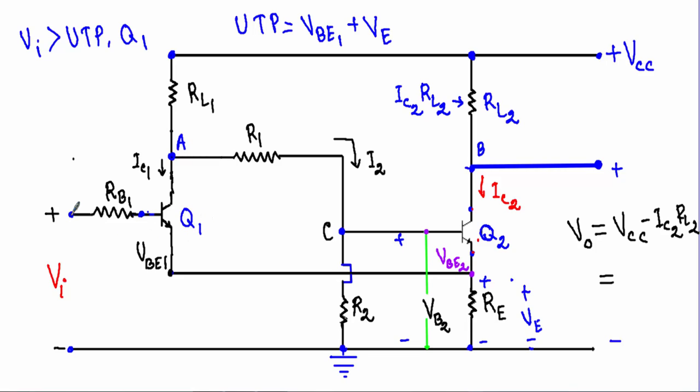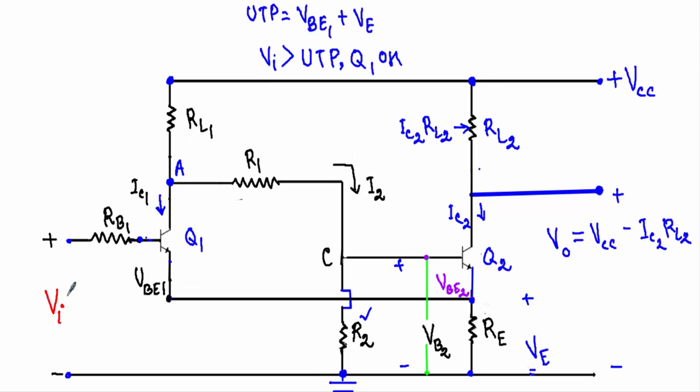Now let's say I am applying a sinusoidally varying voltage between the base terminal of the transistor Q1 and the ground terminal. As we are applying a sinusoidally varying quantity, that means from 0, after certain time it will come to positive maximum, after that it will return to 0, after that it will go into negative maximum, after that it will again come to 0 volt. So when this applied input voltage is greater than our upper triggering point, it will turn the transistor Q1 on by keeping the base to emitter junction of the transistor Q1 in forward bias.